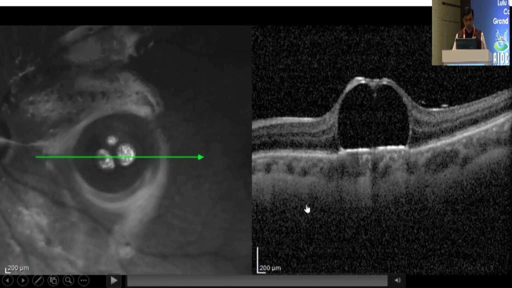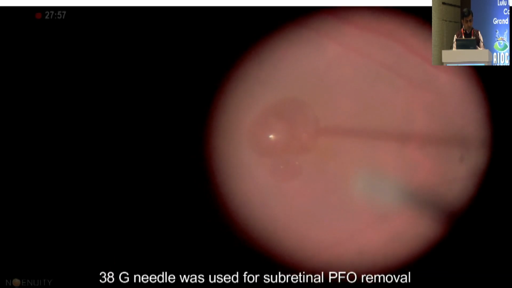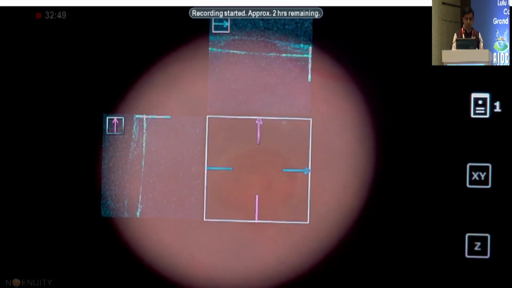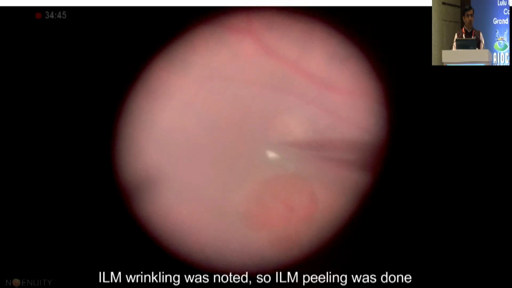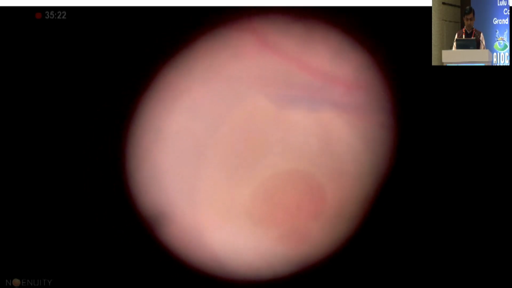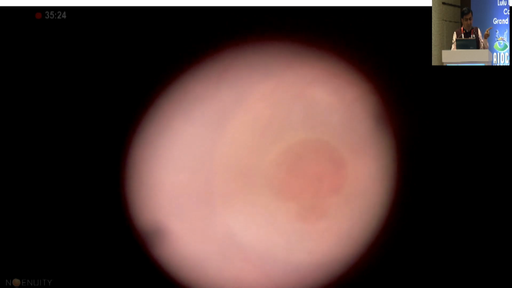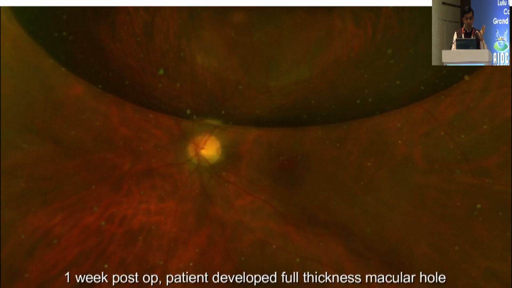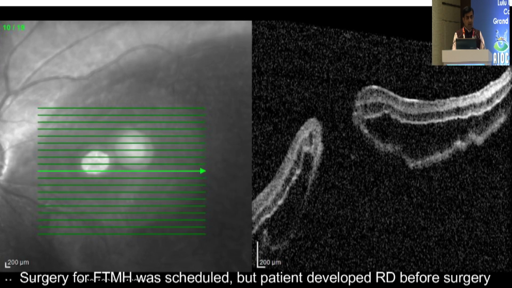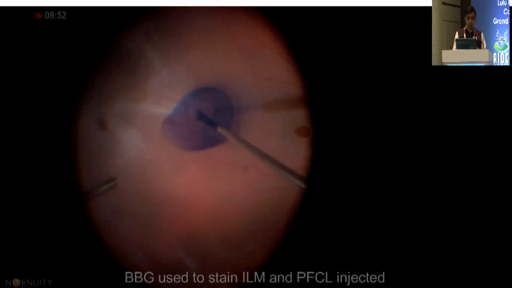Now coming to the next, this is another interesting case. This was a subfoveal PFO which remained after doing a simple retinal detachment surgery. So 1 week later I thought I should remove it because it's going to cause loss of vision. There was a little bit of ILM wrinkling. I thought I'll remove the ILM, but unfortunately the patient developed a macular hole. And not just that, when she came back, she had macular hole RD as well.